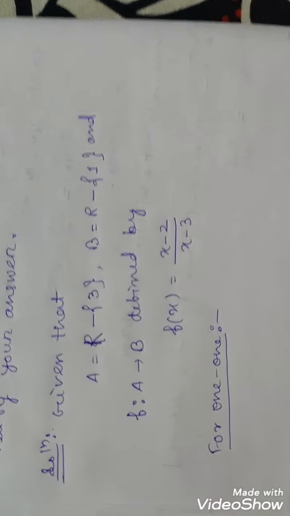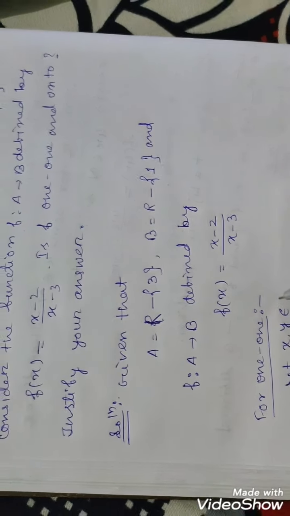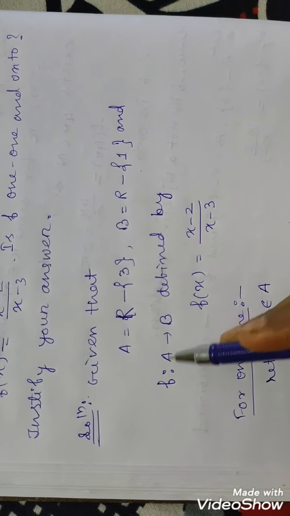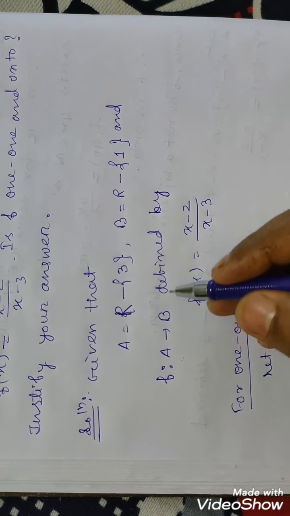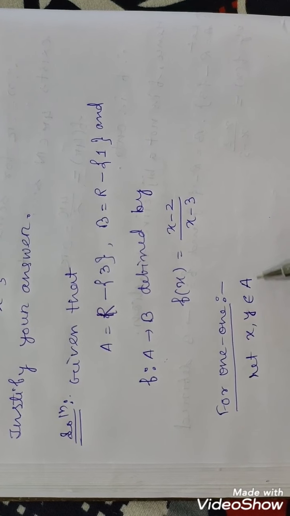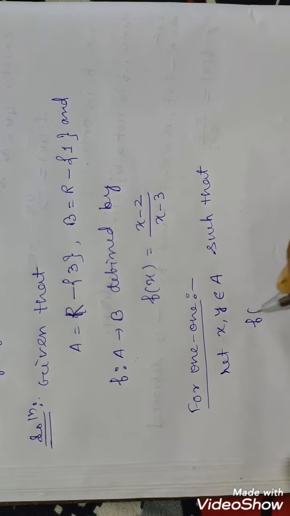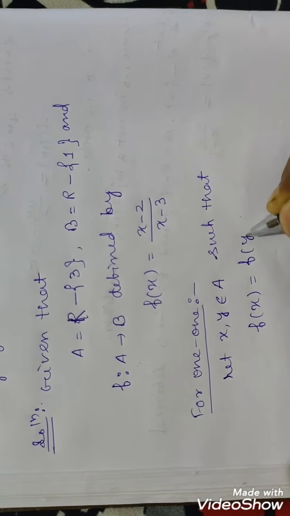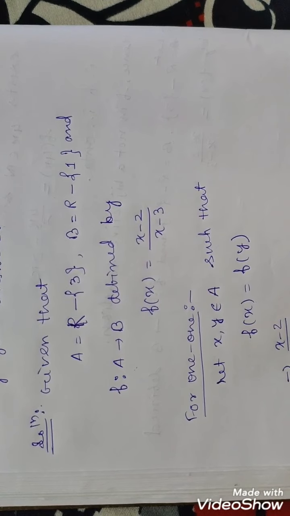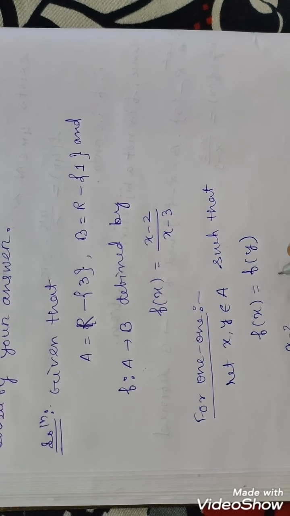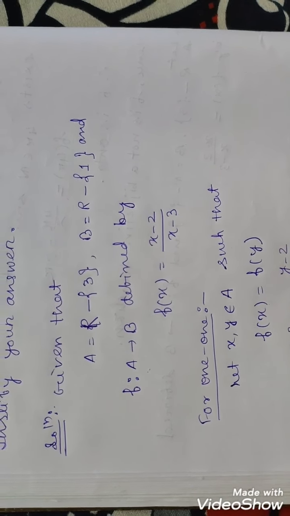Let x1, y1 belong to set A, in the domain. First element is domain, second element is codomain. Such that f of x is equal to f of y. Now f of x is x minus 2 divided by x minus 3, and f of y, you put y in the place of x: y minus 2 divided by y minus 3.